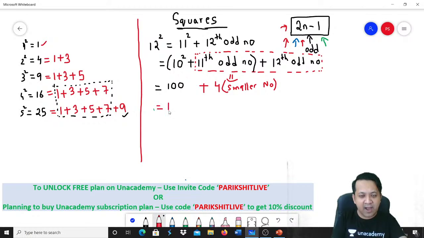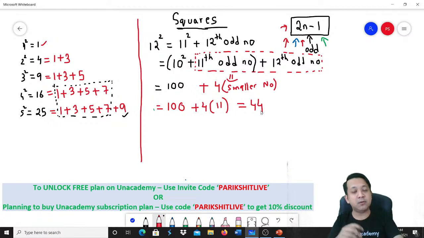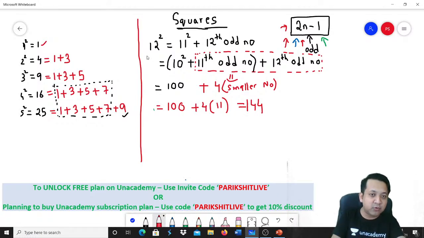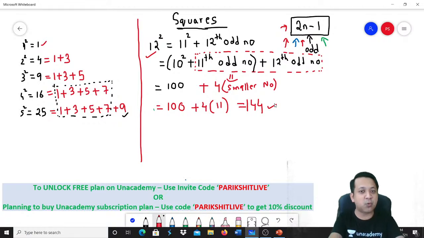Meaning you will have 100 plus 4 times what? What is the smaller number, between 11 and 12? 11. So 4 times 11 comes out to be 44. Correct? So 100 plus 44 is 144. And I hope you realize this, that 12 square is 144. Let's apply the shortcut.